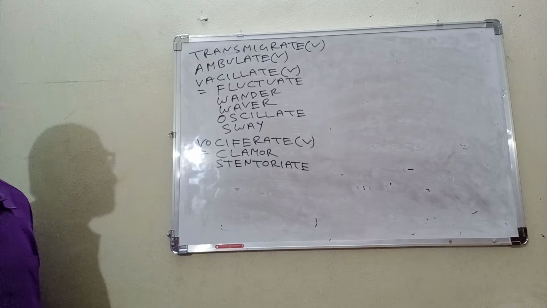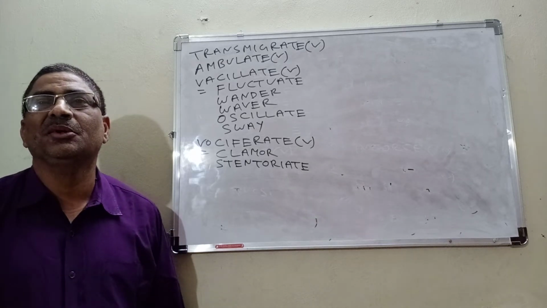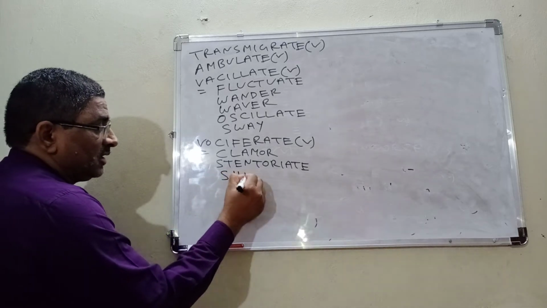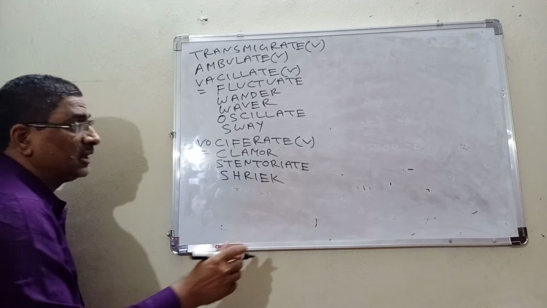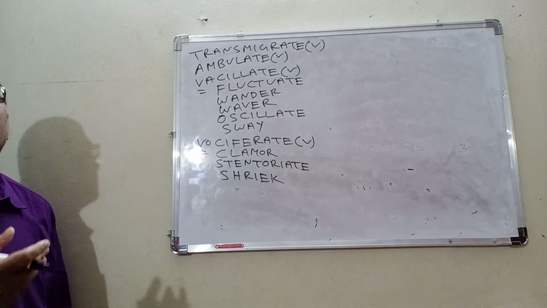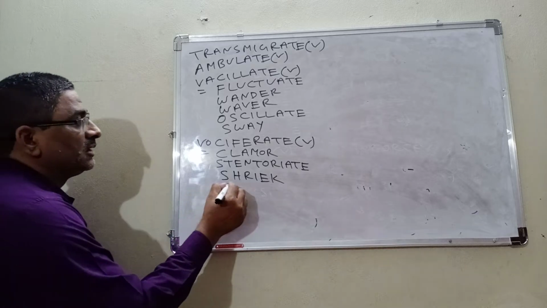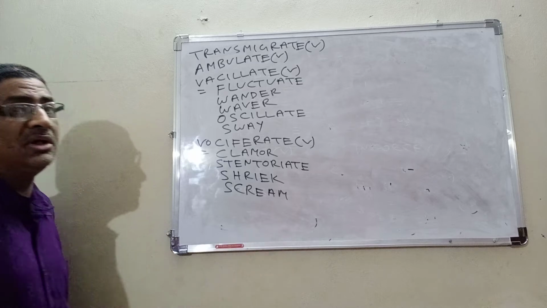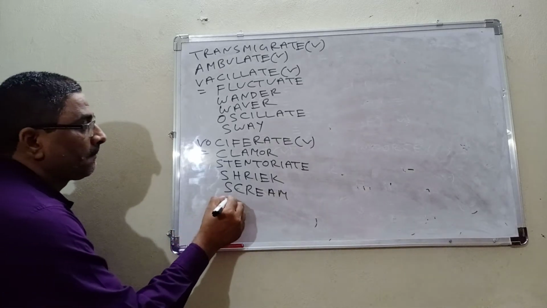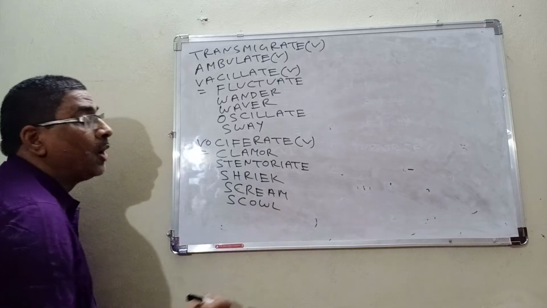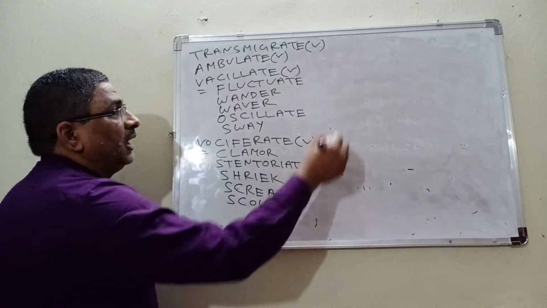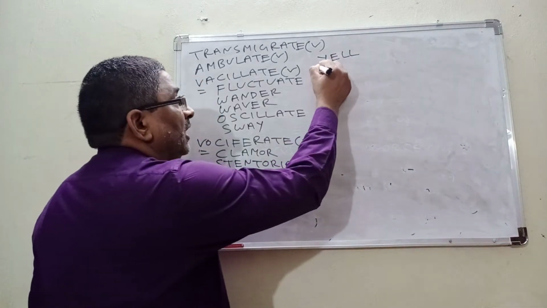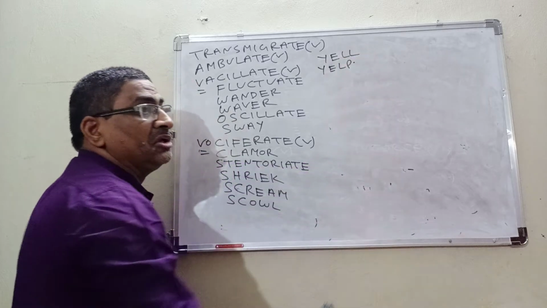Stentoriate. There's an adjective called stentorian. Stentorian is an adjective. Stentoriate is a verb form. Another word I can write here, shriek, to make a big shout, to shout unnecessarily, to shout very loudly. That's called shriek. Another synonym I can write here, scream. He is unnecessarily screaming. Another synonym you can write here, scowl, scowling. Another synonym, yell, to shout loudly, yell.